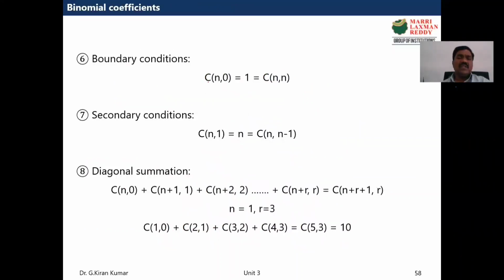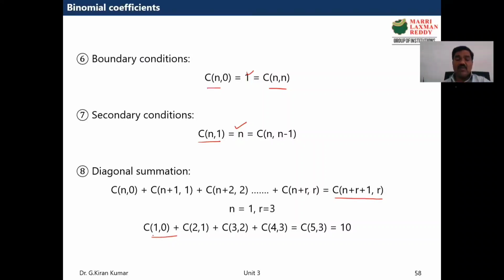And the boundary conditions are C of n comma 0 and C of n comma 1. They are always 1. The secondary conditions we call as C of n comma 1 for any n value, and C of n comma n minus 1, the value is always n. And the diagonal summation, we call this a diagonal: C of n comma 0, C of n plus 1 comma 1, C of n plus 2 comma 2, and so on. If you take this, the formula is C of n plus r plus 1 comma r.